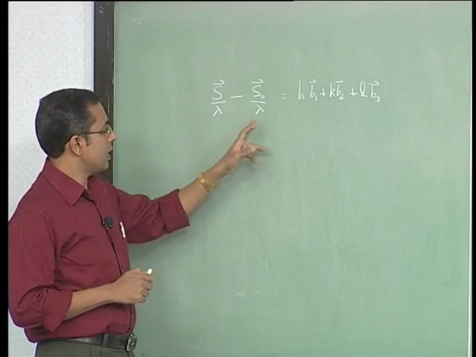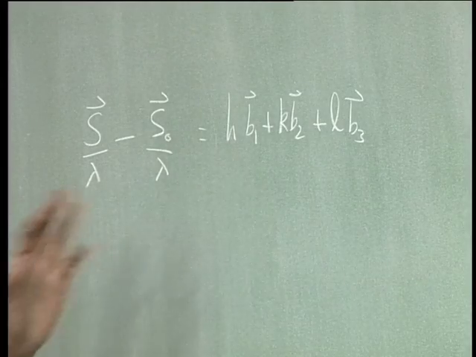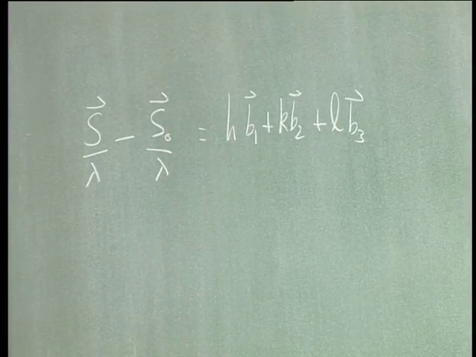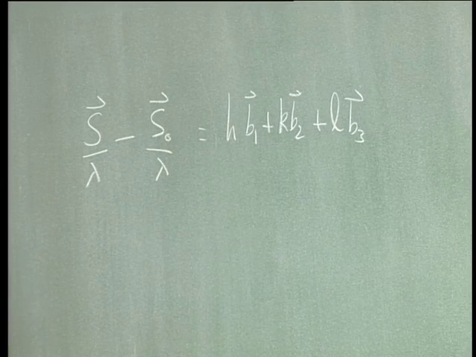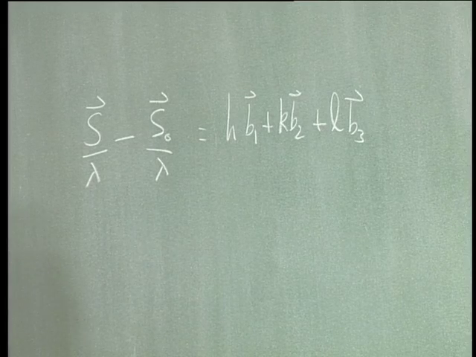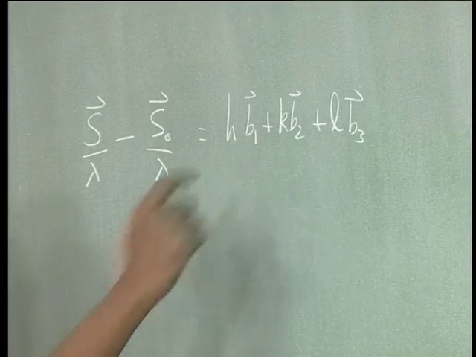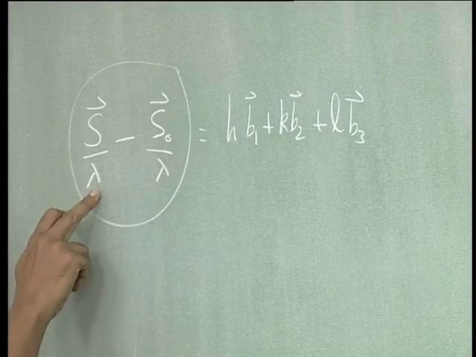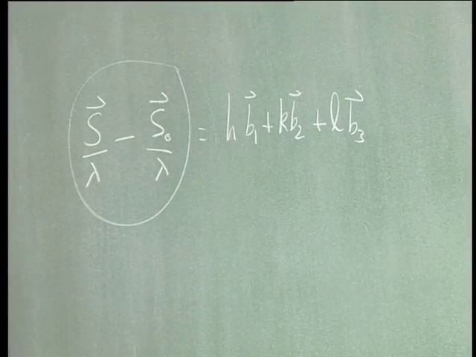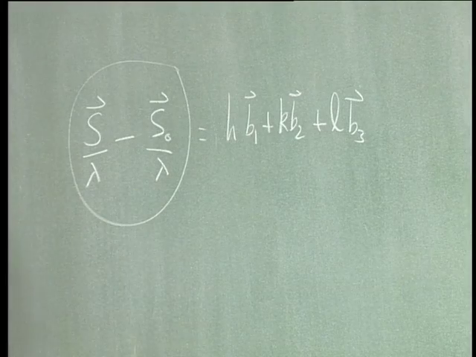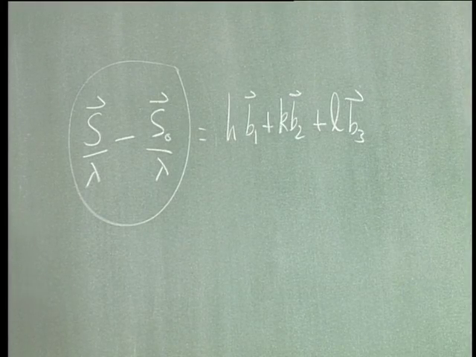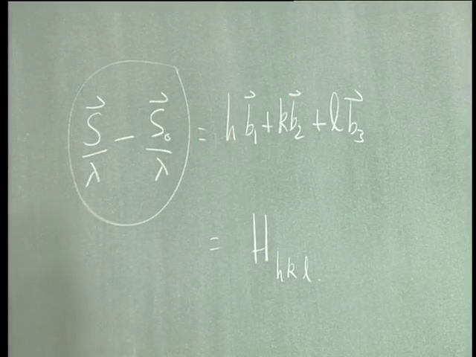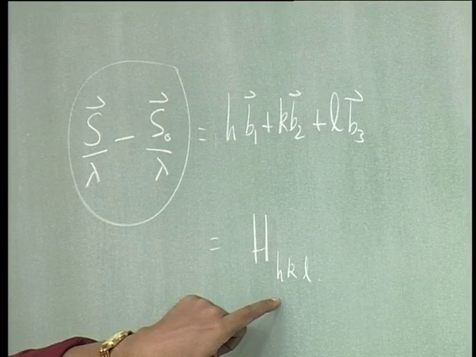notation. Then we find that S by lambda minus S naught by lambda works out to H B1 plus K B2 plus L B3 in the reciprocal space. That's simply based on the notation of reciprocal space. More particularly, diffraction occurs when H, K and L are integers, and therefore the resulting vector due to the difference between these two vectors has to be a valid reciprocal lattice vector. In other words, this should be a valid HKL. So, when this happens to be a valid HKL, we have diffraction.